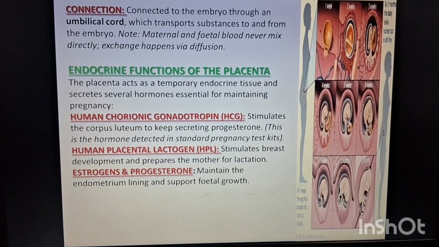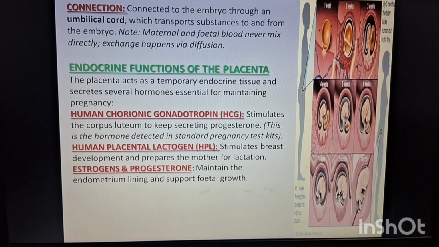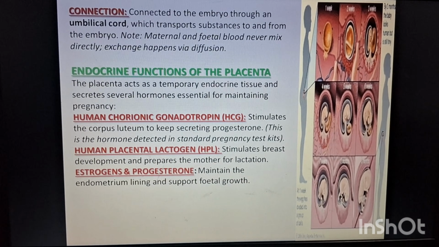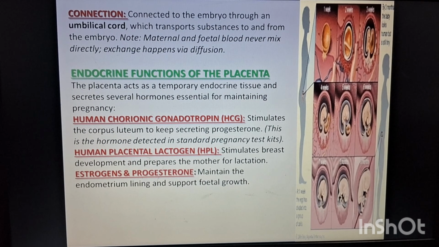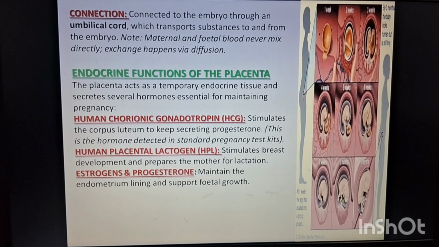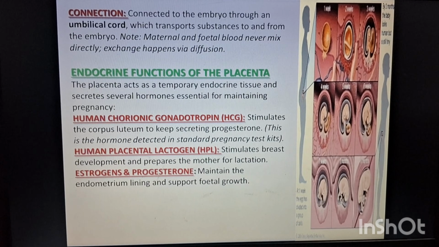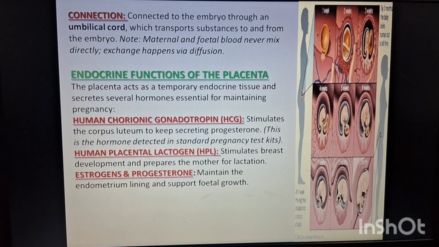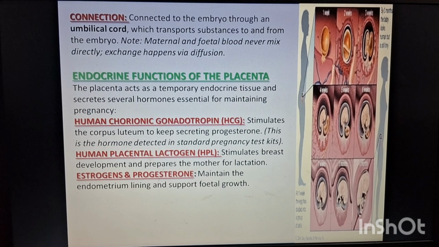Next, the endocrine function of the placenta. The placenta acts as a temporary endocrine tissue and secretes several hormones which are essential for maintaining pregnancy. First hormone is human chorionic gonadotropin hormone, or HCG, which stimulates the corpus luteum to keep secreting progesterone. This is the hormone detected in standard pregnancy test kits.